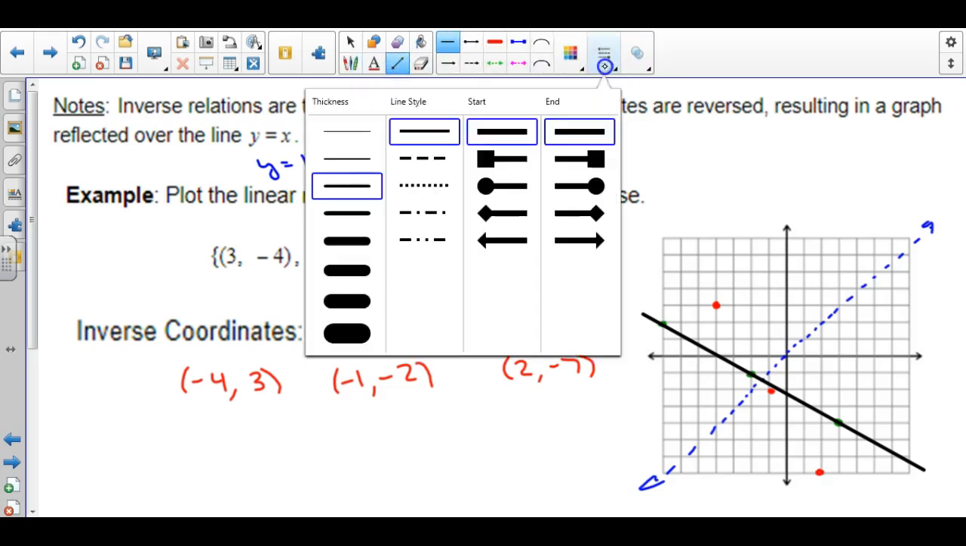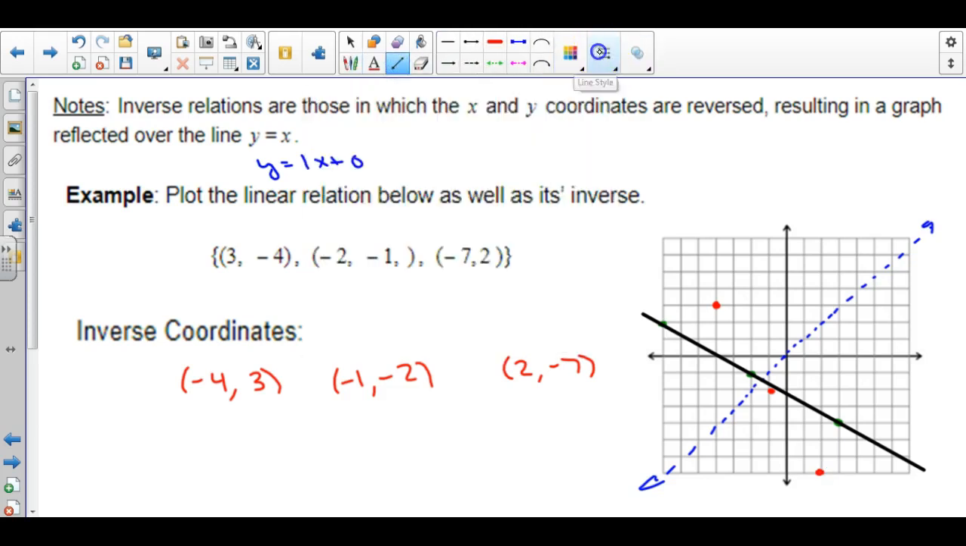If I connect the dots on those with a dashed line, and again, poor lines today, all right, there we go. Connecting those dots, you can see I've got this reflection. The solid black line versus the dashed black line are reflected over the line y equals x. If I were to fold this graph over from the top left corner to the bottom right corner, you would see a total reflection on the graph.